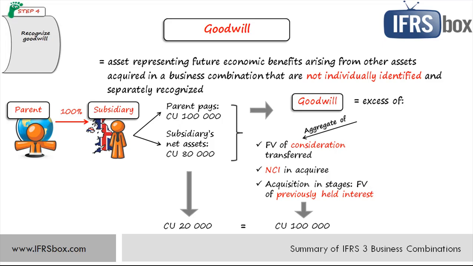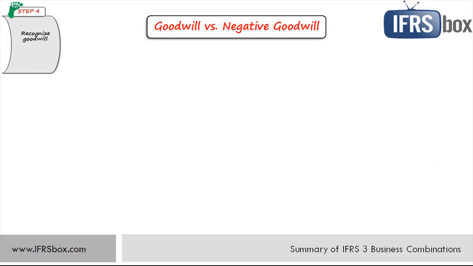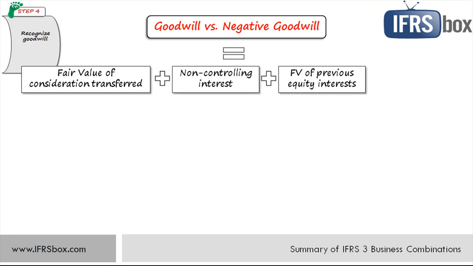On the other hand, we need to look at the net of the acquisition date amounts of the identifiable assets acquired and the liabilities assumed measured in accordance with IFRS 3. In this case, it's 80,000. Sometimes goodwill is positive and sometimes it's negative. The basic goodwill formula is fair value of consideration transferred plus non-controlling interest plus the previously held interest when the subsidiary is acquired in stages, and we should deduct the subsidiary's net assets.